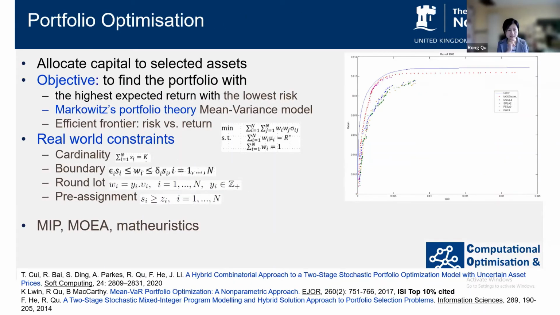And finally, another example, portfolio optimization. Based on the classic Markowitz portfolio theory, we remodel the problem with multiple objectives based on the multiple real-world constraints and solve the problem with integrated mixed integer programming and multi-objective evolutionary algorithms. So again, there are more details in the papers.